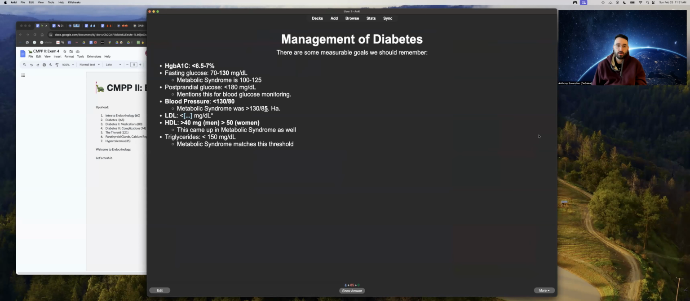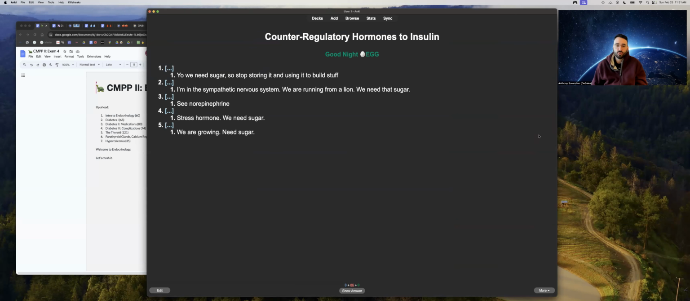LDL less than what for measurable goals? I have no idea. 100. Okay. Counter-regulatory hormones to insulin. Name them all again. Glucagon. Norepinephrine. Epinephrine. Growth hormone. And glucocorticoids.